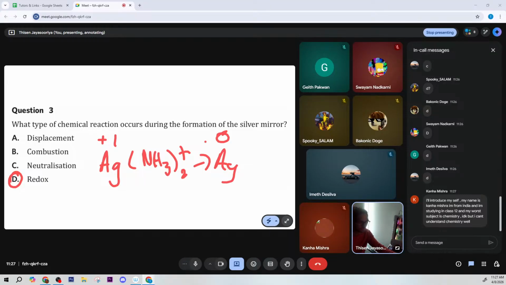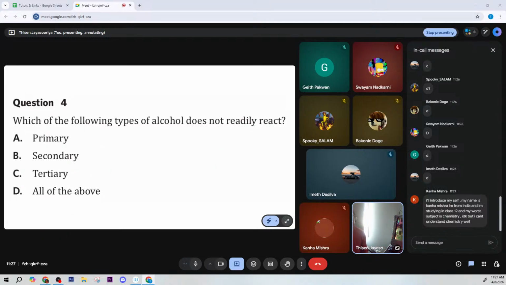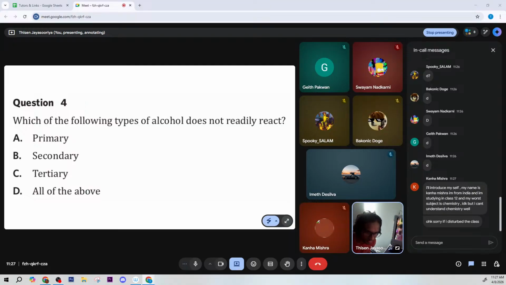So essentially, we see that there's a change in oxidation state. And I'm just going to say this now: we haven't really talked about either of these two reactions, and it's definitely not a combustion. Moving on. Which one of the following types of alcohols does not readily react? Primary, secondary, tertiary, or all of the above?